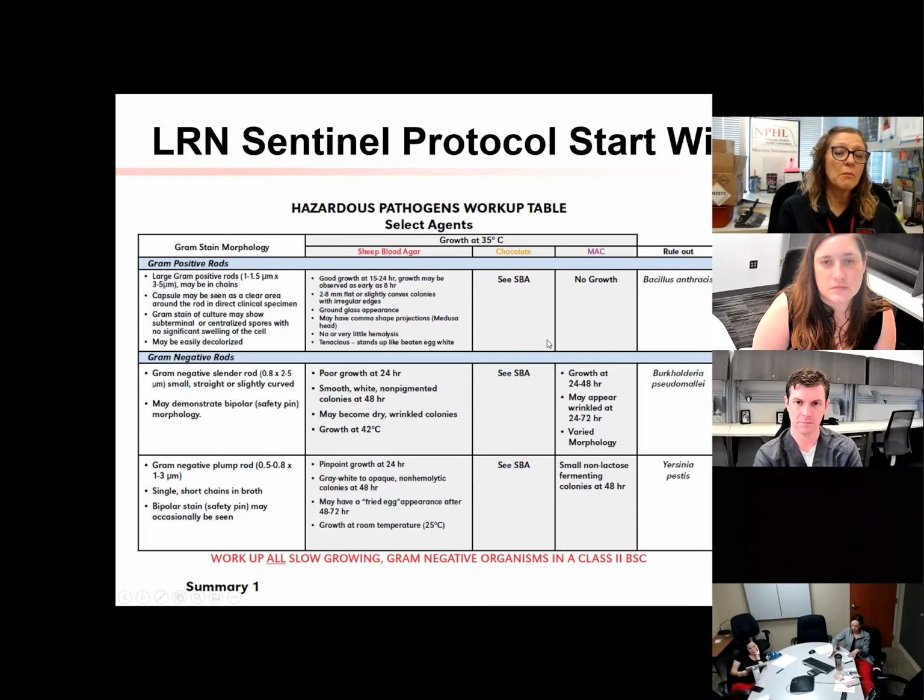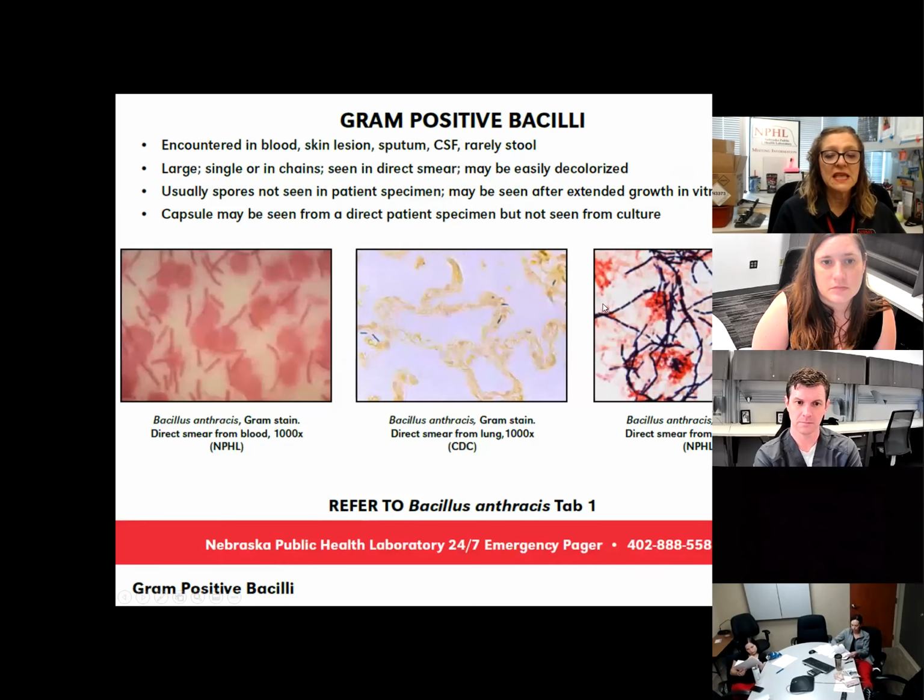Now, to know what biochemicals you need to do, if your organism is fitting all of this on this page, then you're going to want to go to the page on Bacillus anthracis in order to rule it out. And that's what this next page will be. It will walk you through some more of the clinical part. If it's a skin lesion, sputum, spinal fluid, rarely you'll see it in stool.